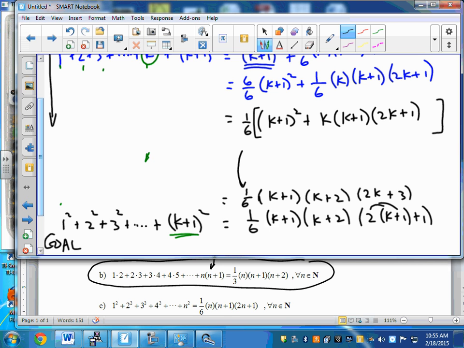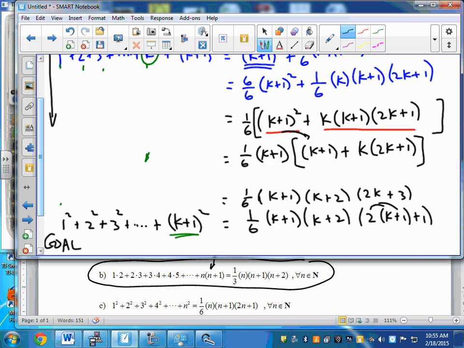This is interesting. If we look at these two terms, here and here, I see something they have in common as well. They have a k plus 1. So let me go ahead and factor that out. So now I have the 1/6, and I have a k plus 1. Okay, now what's left? I still have a k plus 1 from here. And here I have a k times 2k plus 1.